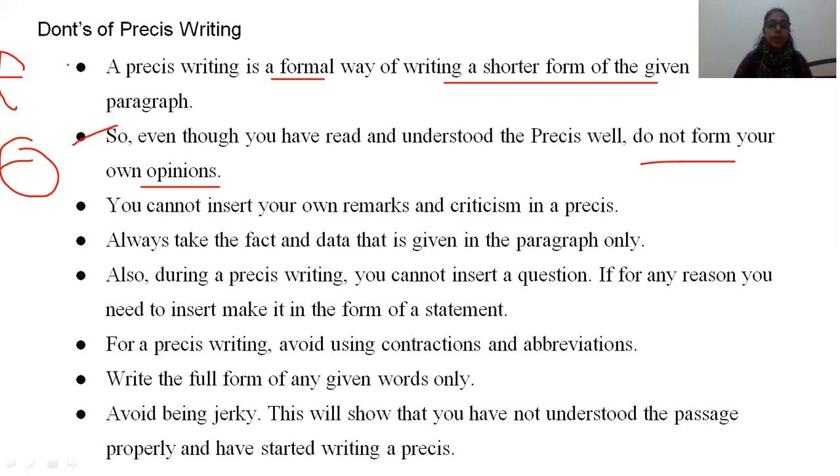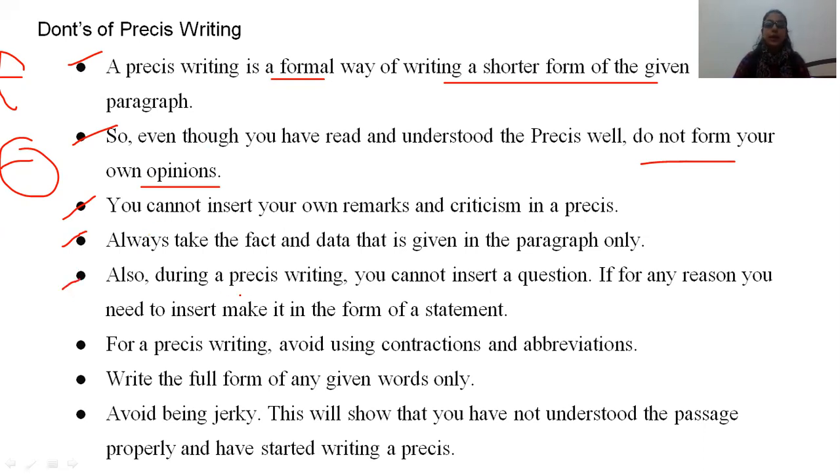Next important thing is, you cannot insert your own remarks and criticism in the precis. Again, a similar thing. Don't give your own opinions, own remarks, own criticism, etc. Always take the facts and data that are given in the paragraph only. The facts and data that you take should be picked from the paragraph only. You can change the line or sentence, transform it, but it should be part of the paragraph.